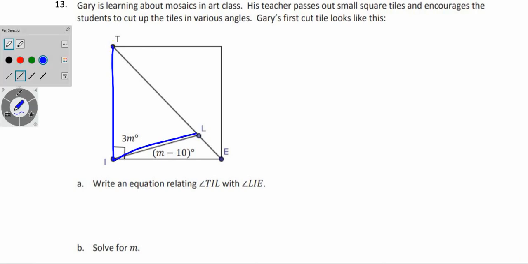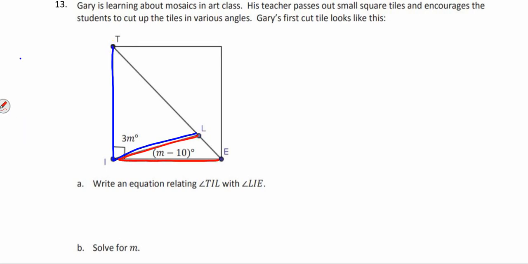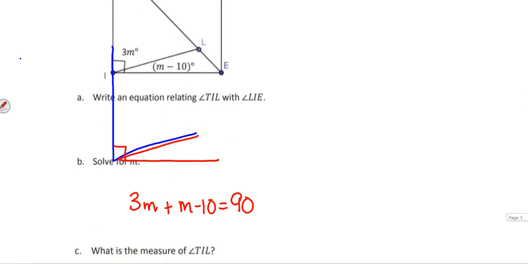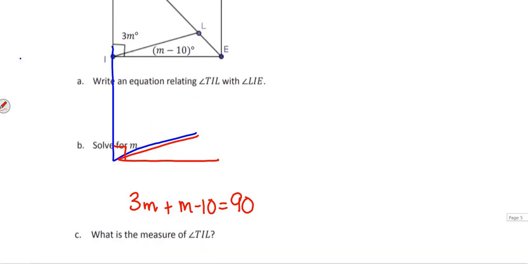And then angle LIE is right here. So those two angles are adjacent to each other. Well, they're also going to be complementary angles, because since they're right next to each other, they add up to equal 90. So angle TIL is 3M plus angle LIE, which is M minus 10, equals 90 degrees. All right, so now I've got my equation. So now if I take that equation and bring it down here where it says solve for M, I can find out what M equals real quick.